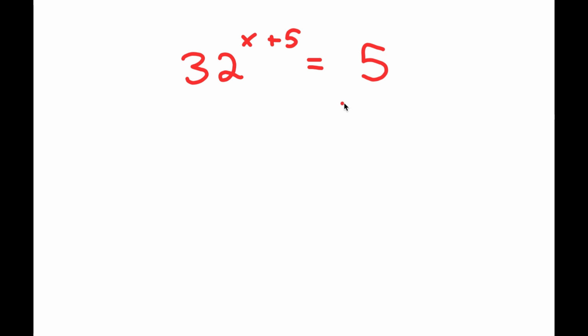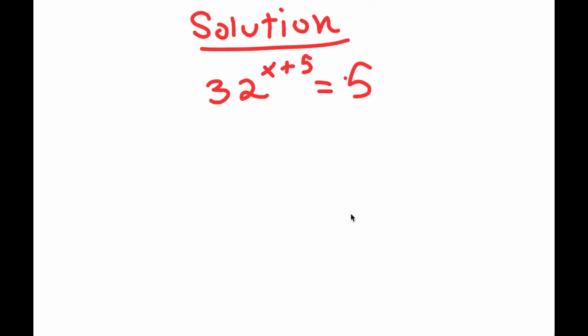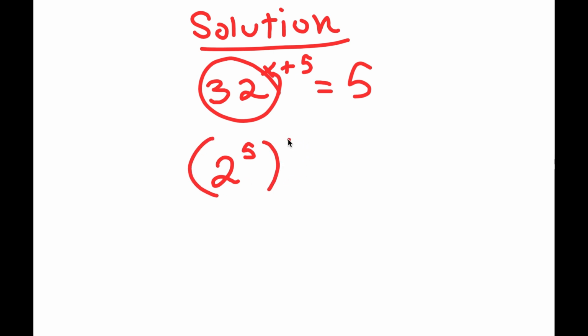Alright, so in this problem, I have 32 to the power of x plus 5 is equal to 5. So to solve this, I obviously want to find the value of x. So for my solution, I'm going to start by rewriting my equation. So I have 32 to the power of x plus 5 is equal to 5. Now 32, I'm going to rewrite as 2 to the power of 5. So now I have 2 to the power of 5 to the power of x plus 5 is equal to 5.